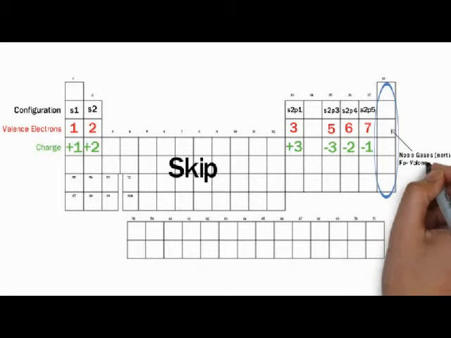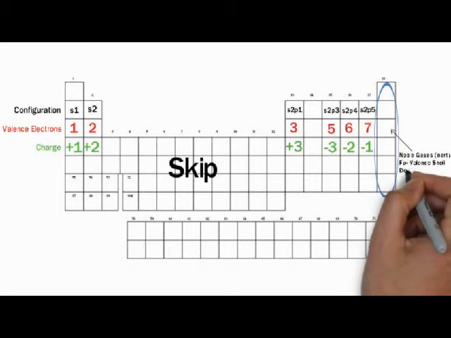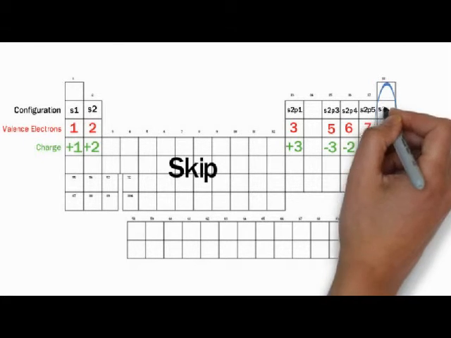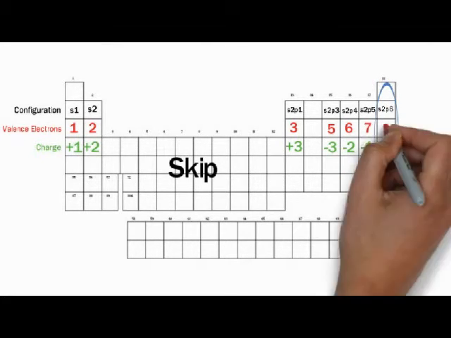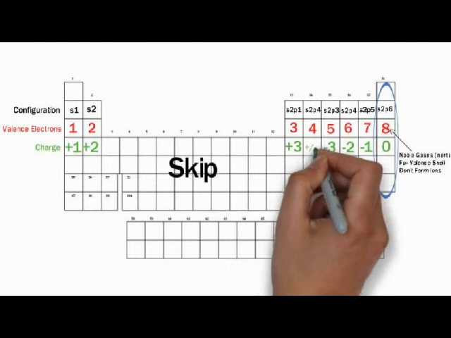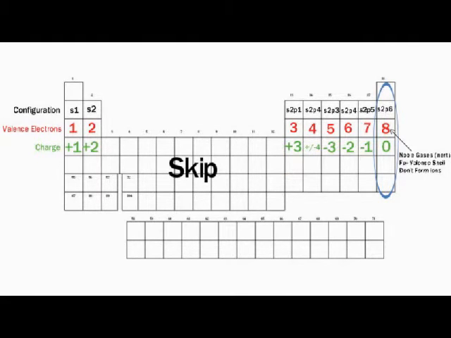Now the noble gases, which are the column I just circled, have your full valence shell. Electrons are being exchanged to fill valence shells. We're either losing or gaining electrons for our valence shell. So what we have here is an S2P6 configuration, which means it has 8 valence electrons, which is the magic number, so no charge is formed.